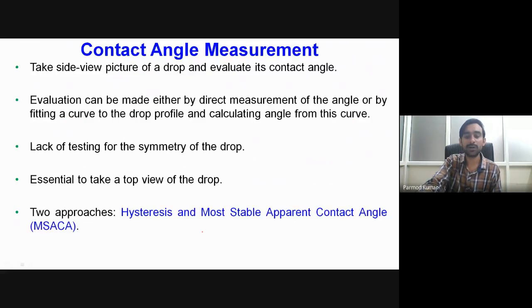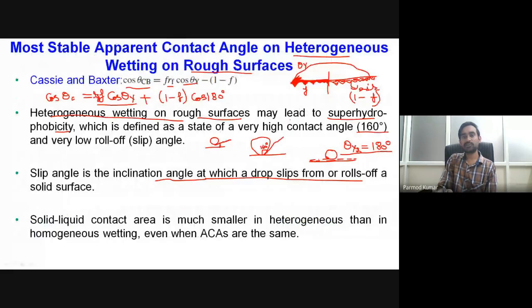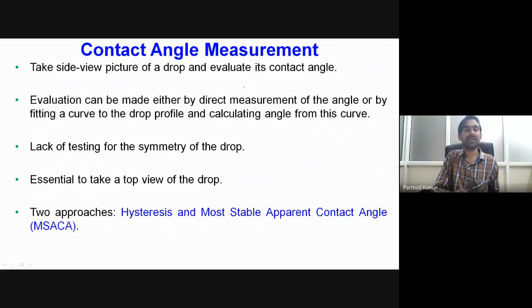This particular type of situation is the most general situation, and whatever earlier situations we have studied can be derived from this generalized Cassie-Wenzel equation. Now let us come to the measurement of contact angle.